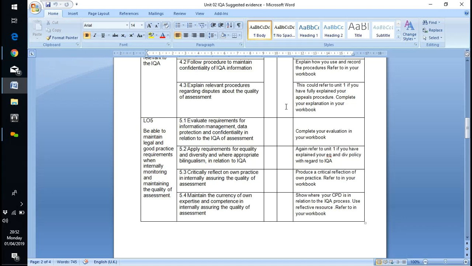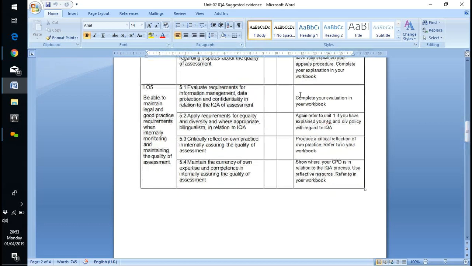Of course, an assessor can appeal against an IQA decision, but in my experience, I've never had that happen because usually the assessor has got less experience than the IQA and they can usually discuss it at that level and come to an agreement on it without it going any further into any procedure. That's been my experience anyway.